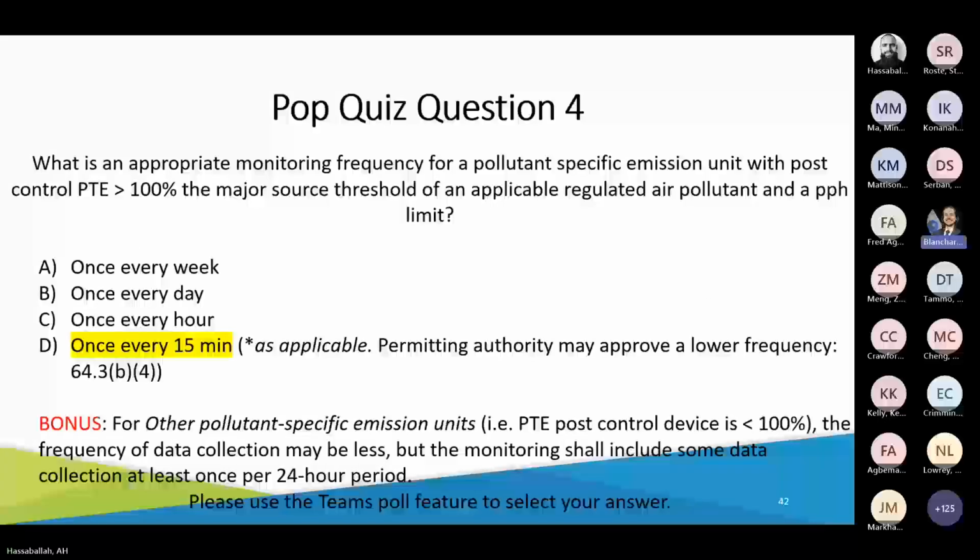Yes, I think that was for the other pollutant. So if you are above 100% of the major source threshold, then it would be once every 15 minutes as applicable, with the permitting authority being able to approve a lower frequency, with once per 24 hours being for if you're less than 100% post-control device PTE. I think the distinction there is whether you're above 100% of the threshold post-control or below.